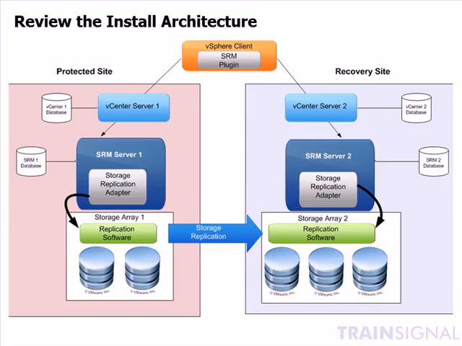Once the SRM service is completely restarted and up and running, we will then log into the vSphere client to the protected site's vCenter server, and once we're logged in with the vSphere client, we'll be able to download and install the site recovery plugin so that we can have the capability to administer and configure the SRM server software from the vSphere client.